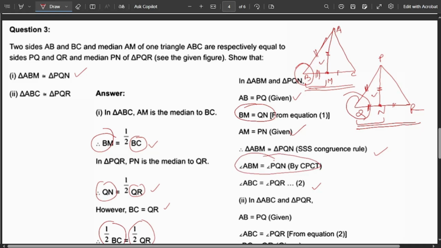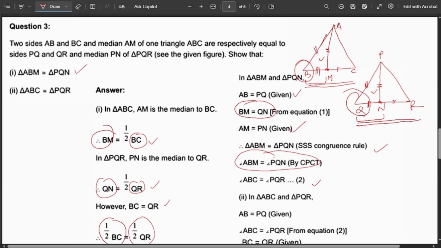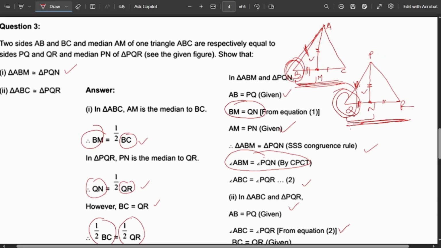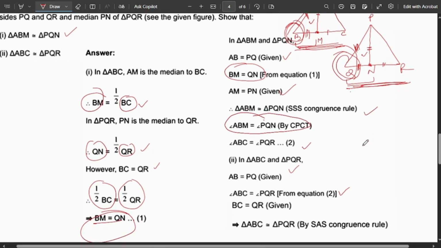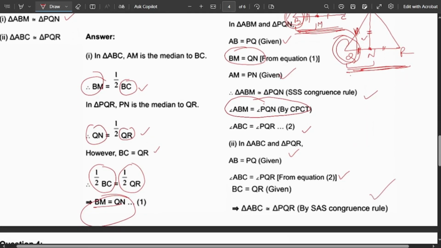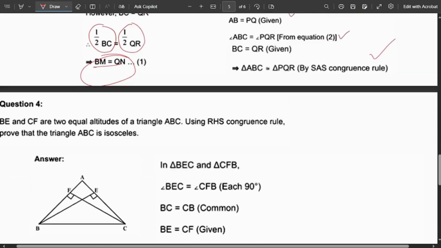Now consider the large triangles, ABC triangle and PQR triangle. AB equals PQ, it is given. Now this angle B equals angle Q, which we have just proved. It is also given that BC equals QR. So by side congruency, these two triangles are congruent. So this is the proof of question number 3.